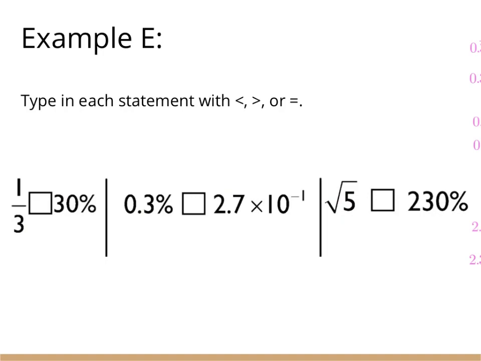So here we are at example E. In example E, we're going to type in each statement with either a greater than, a less than, or an equal to. We're trying to determine which symbol goes in between. So again, I've got fractions, I've got percents, I've got scientific notation, I've got a square root. So I've got to turn everything into decimals because it's the only way I can compare things.